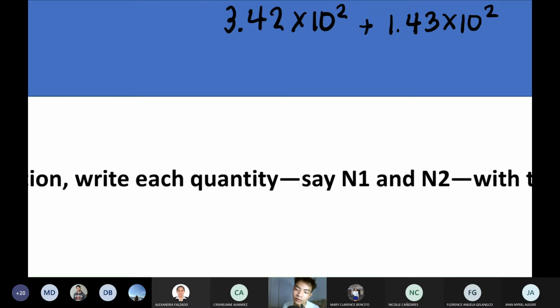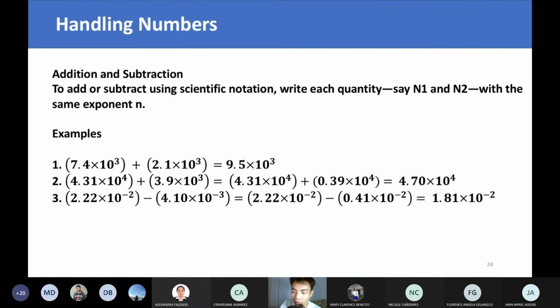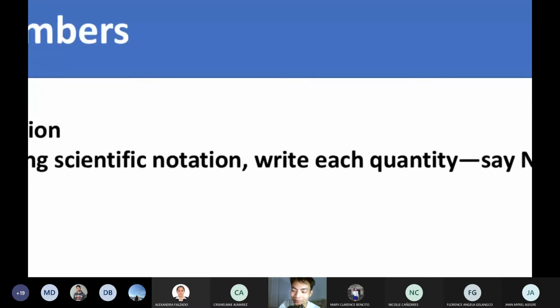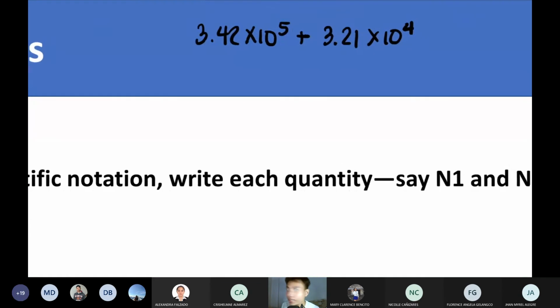Ito. Nanguhula lang ako ng number eh. Wait lang ha. So I'll have 3.42 times 10 raised to 5 plus 3.21 times 10 raised to 4. Ayan.